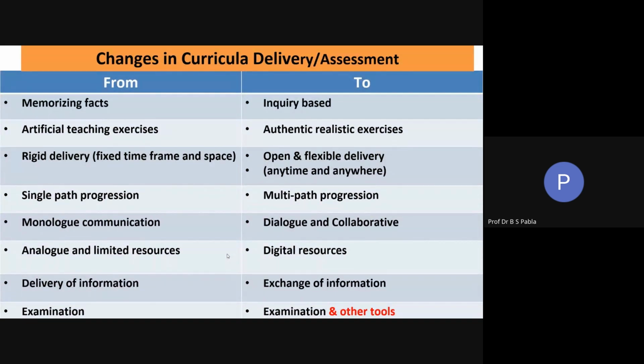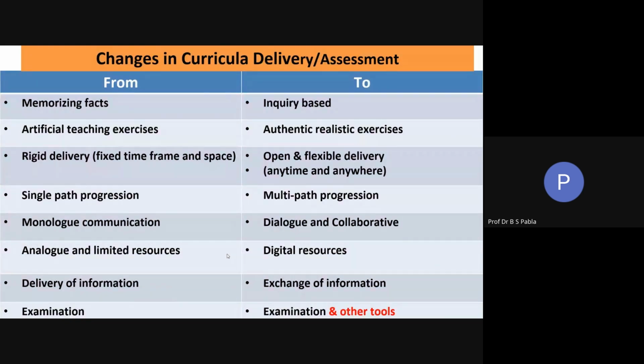Earlier single-path progression. Now it is multi-path. You can have many inputs. You can start from anywhere and you can have many inputs. Earlier monologue, it was one way. Now it is two-way, dialogue and collaborative teaching. Earlier analog and limited resources. We had only books. Now we have digital resources which are very easy and much faster to navigate.